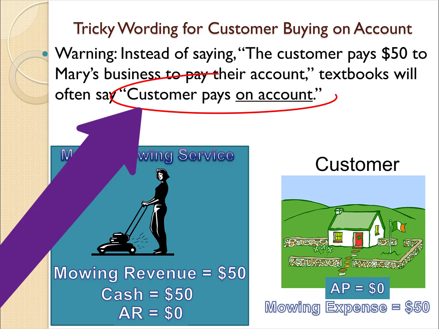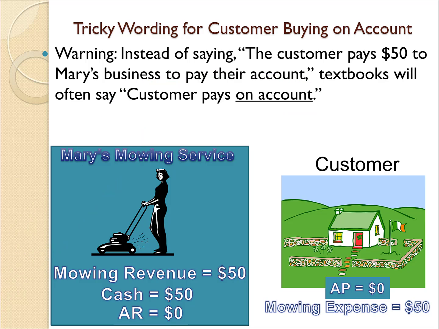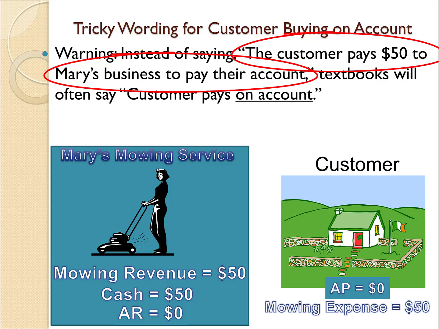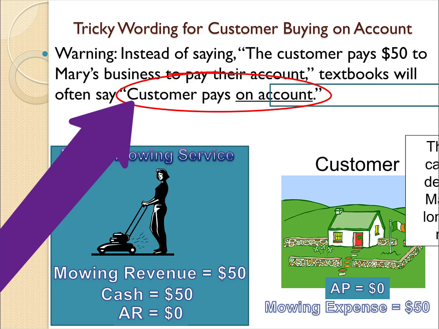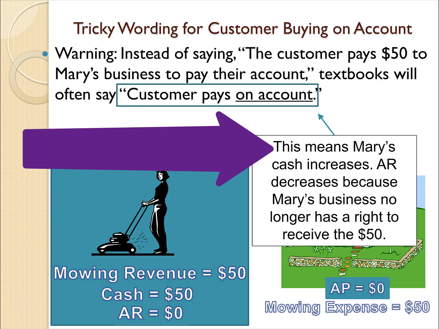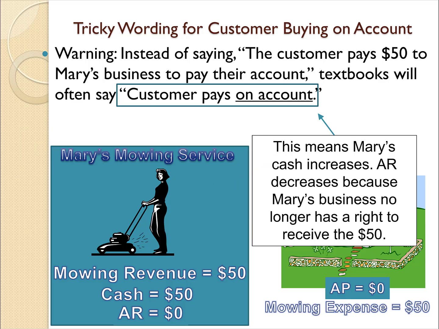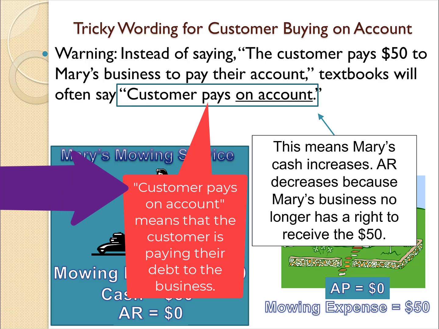So now here's another warning for you about tricky wording that the authors use. Instead of being nice to you and saying, the customer pays $50 to Mary's business to pay their account, the authors will instead say, customer pays on account. Well, what does that mean? For Mary, that means Mary's cash increases and Mary's AR decreases because Mary's business no longer has a right to receive the $50 because the customer paid it off. So if you see customer pays on account, that means the customer is paying their debt to the business.